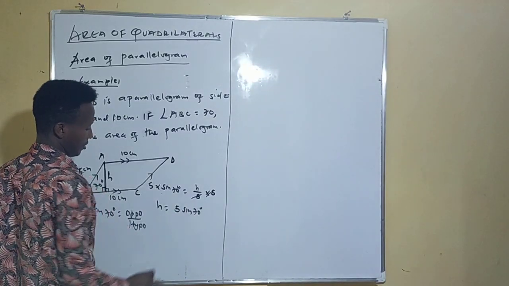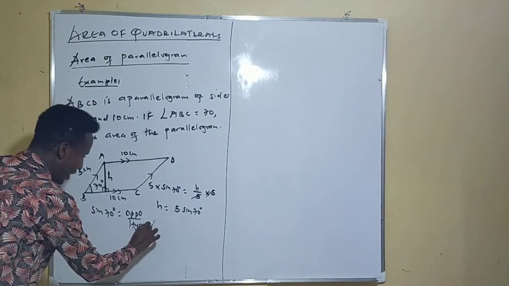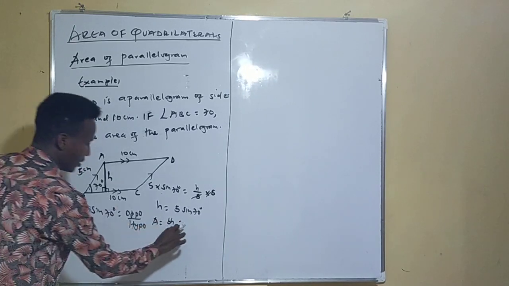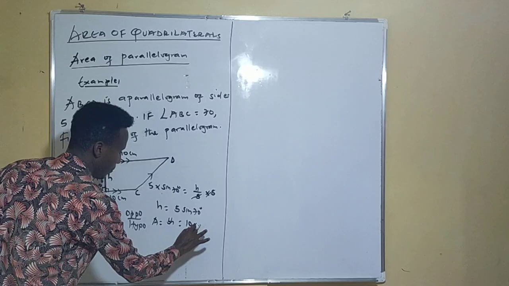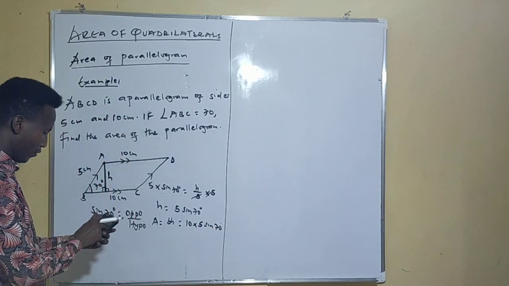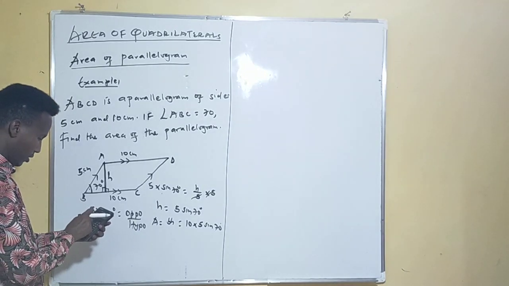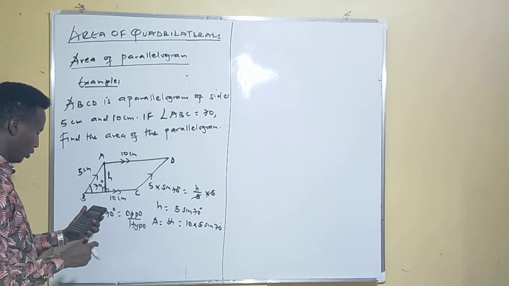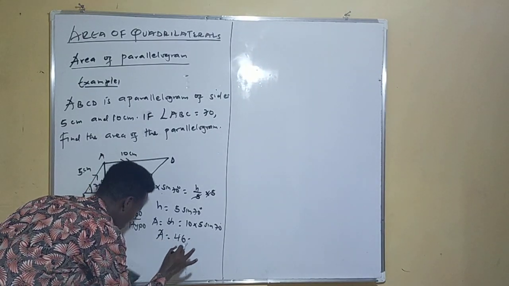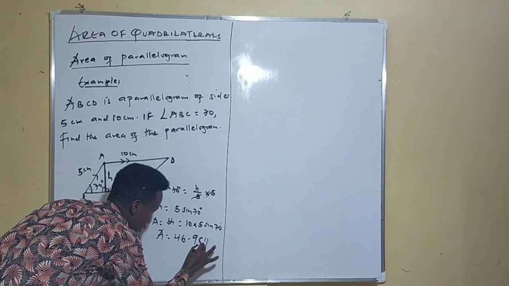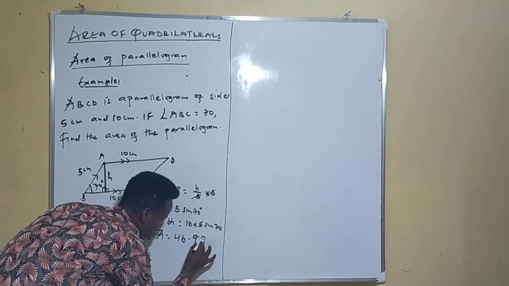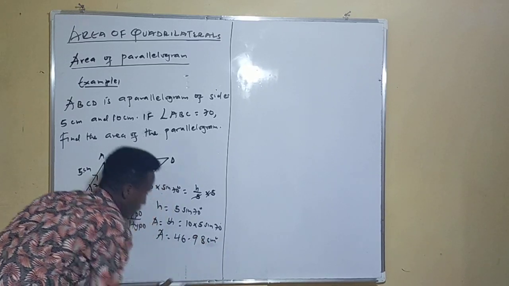But we know that area is equal to base times height. So our base is 10 centimeter times 5 sine 70. That will give us 50 sine 70. So area therefore is equal to 46.98 centimeter square. That will be your area.